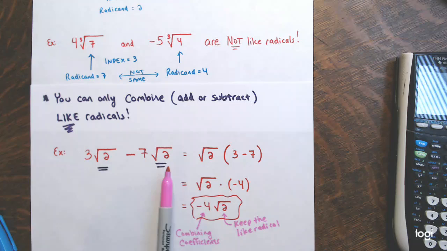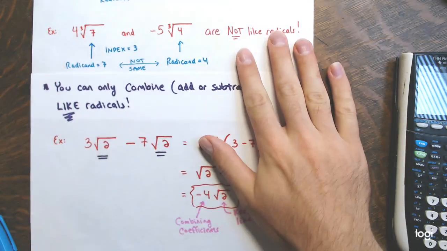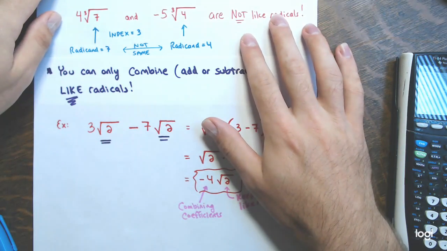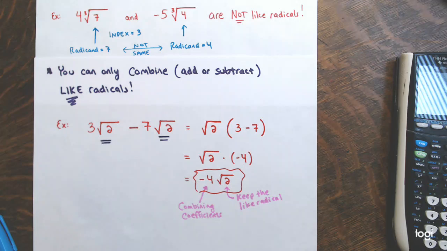I'm going to continue to do the factoring out thing just because I like seeing it and showing it. But if you want a little shortcut, again, you can keep the like radical and then just combine the non-radical parts, the non-radical coefficients. Alright, and then one other example on this page before we get to some more complicated ones.